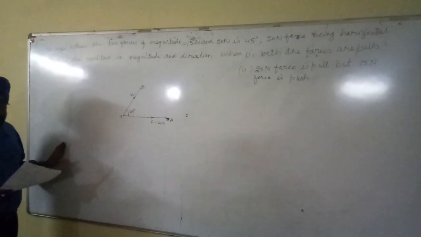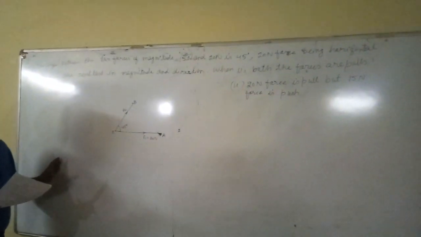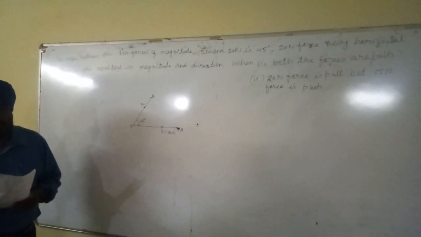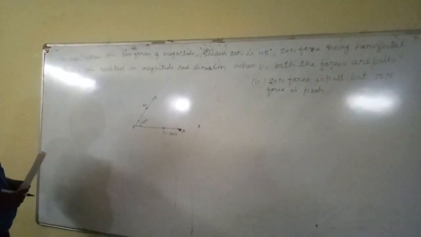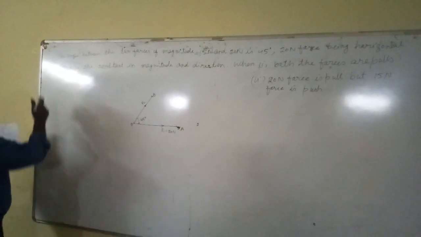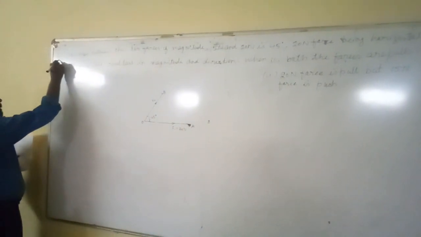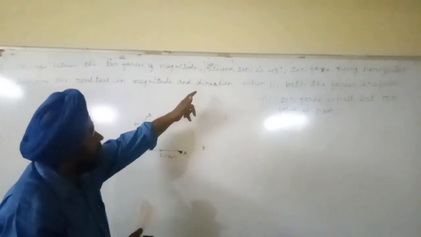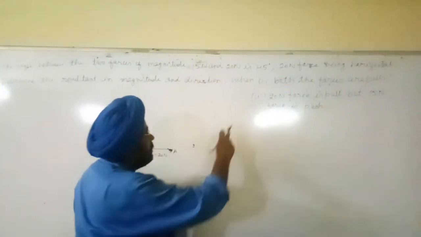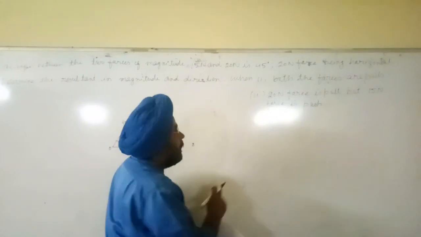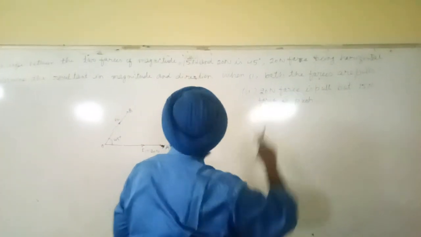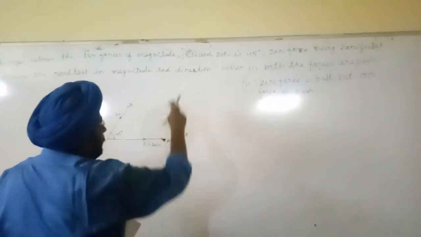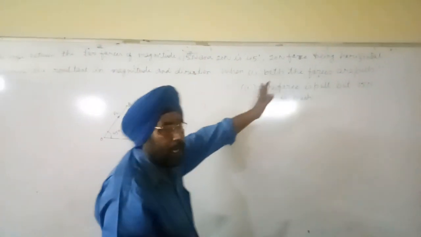Good morning students. Today we will do some numerical problems by using parallelogram law of forces. The question is: the angle between two forces of magnitude 15 Newton and 20 Newton is 45 degree. The 20 Newton force is horizontal. Determine the resultant in magnitude and direction when both the forces are pulls.